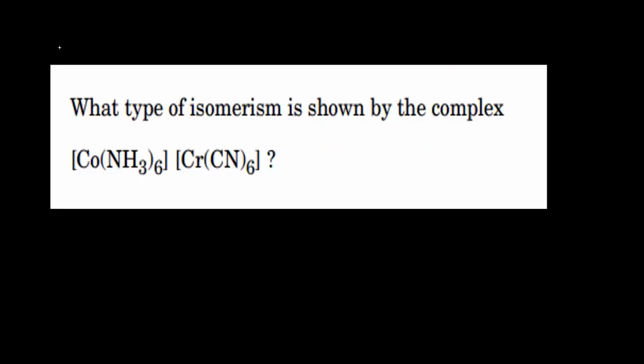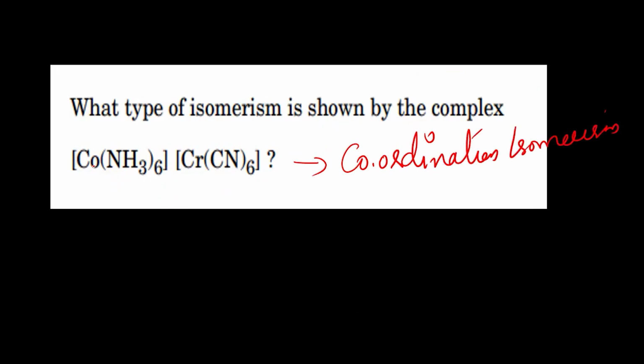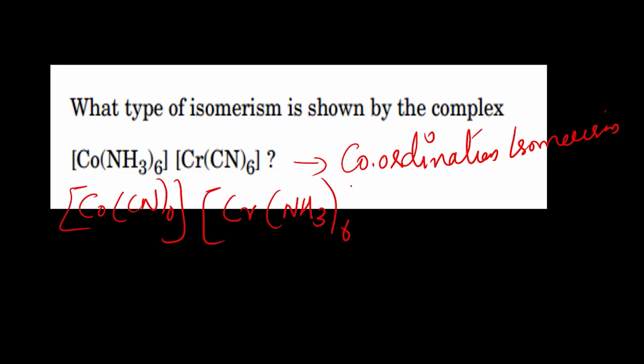What type of isomerism is shown by the complex? When you observe this complex, you can see two coordination spheres, right? So that means the exchange of ligands or metal atom can take place. So what type of coordination complex is this? It exhibits coordination isomerism. Very simple. When you see two boxes and you can exchange like this, it will be [Co(CN)6] and [Cr(NH3)6]. So the isomerism is coordination isomerism.